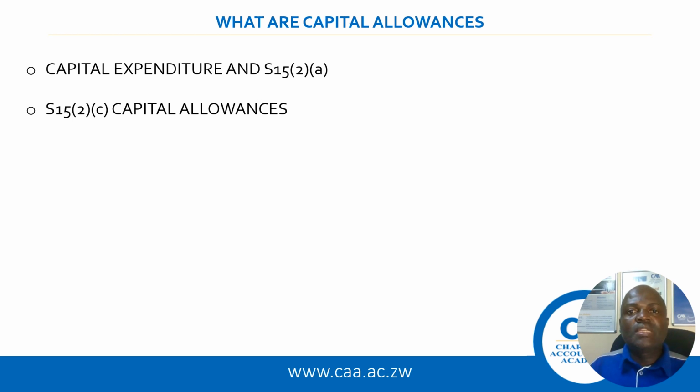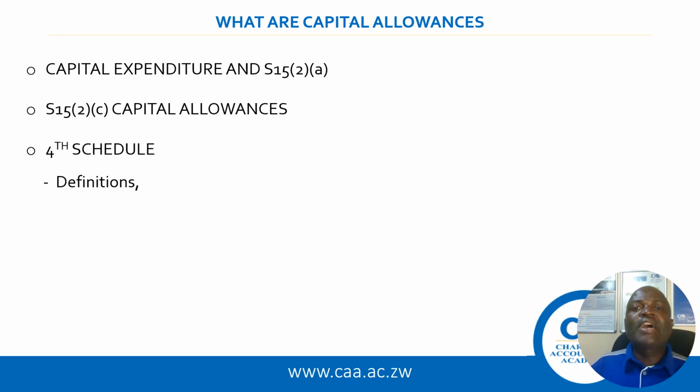So section 15.2c points to the fourth schedule where further details are then given. Here, the fourth schedule will go back and pick out the items or the classes of assets that have been pointed by section 15.2c and further defines them. For instance, section 15.2c says you will get capital allowances on an industrial building, on a commercial building, on a farmhouse. The fourth schedule then says, let us define what an industrial building is, what a farmhouse is, what fencing means.